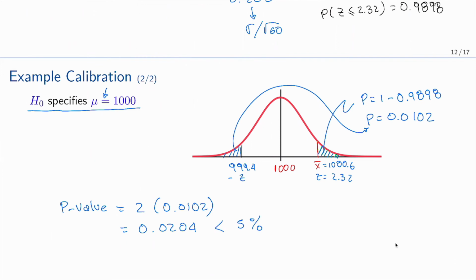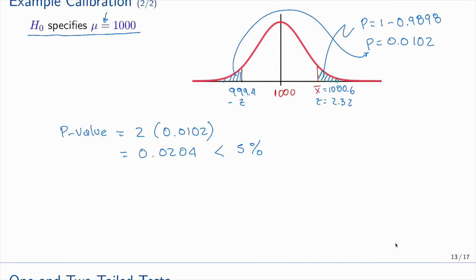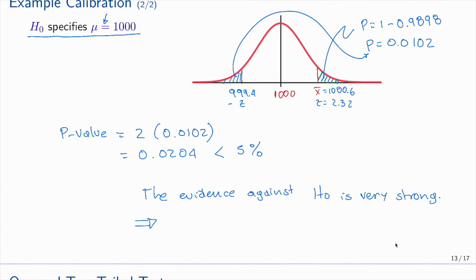Now this p-value is less than 5%. So it's a small value, meaning that the probability that the mean is 1000 and 1006 is a random variation is very small. Therefore, the evidence against the null hypothesis is very strong. So therefore, the alternative hypothesis is true, and the alternative hypothesis is that it is not calibrated. In summary, the evidence against H0 is very strong, and therefore H1 is true, meaning that it is not calibrated.